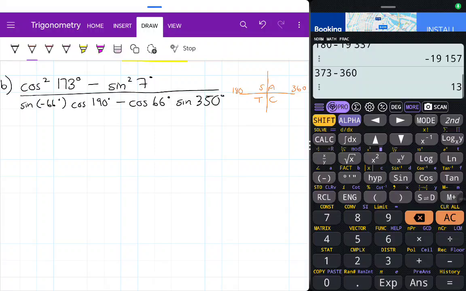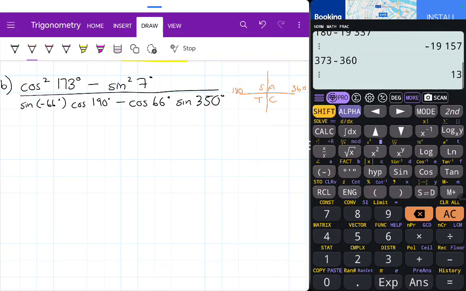This is example 15B. Okay, so what we're doing here is exactly the same thing. We want to calculate without a calculator. What you notice is that none of these angles are very friendly to us. So the first thing you're going to do is go into your CAST diagram and figure out where is everyone.